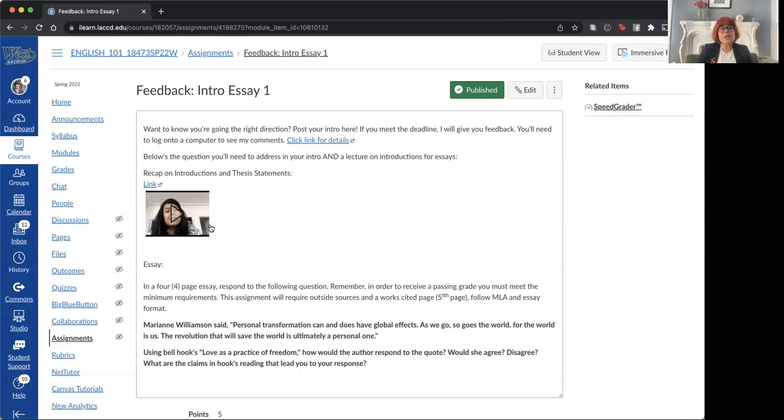So essentially, in your context, you're going to have to lay out some information on Marianne Williamson. How do you understand her quote? And then transition into what Love as a Practice of Freedom said, what Bell Hooks said, and how would Bell Hooks respond to this quote?